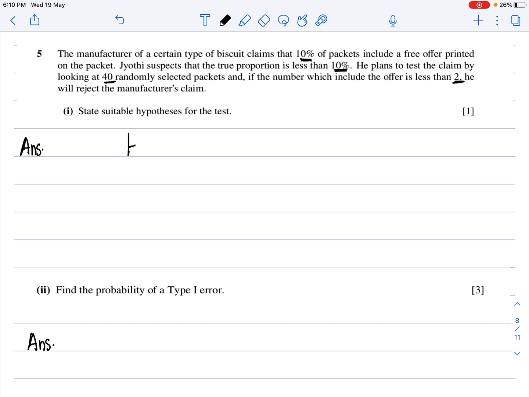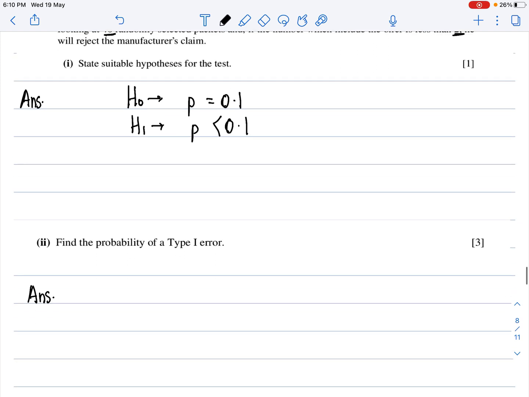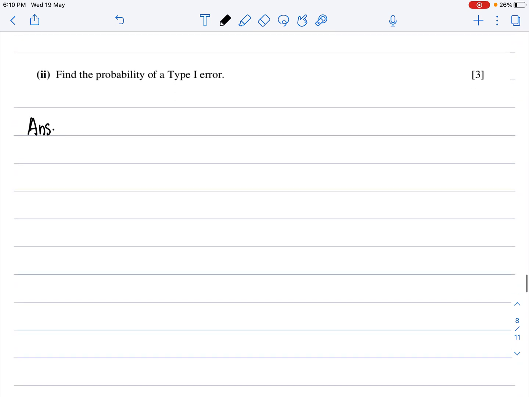So simply we need to state the null hypothesis, which basically states that my probability is equal to 0.1, and my alternative hypothesis, which is the counterclaim, which states that it's less than 10%. So it's less than 0.1. Now I need to calculate the probability of a type 1 error.